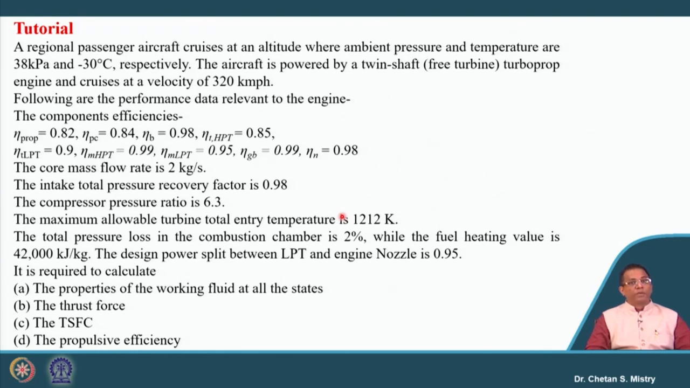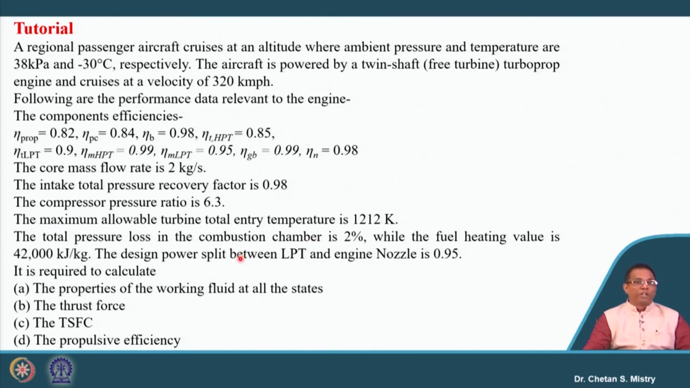The inlet total pressure recovery factor is 0.98. Compressor pressure ratio is 6.3. Maximum allowable turbine entry temperature is 1112 Kelvin. The total pressure loss in the combustion chamber is 2%. Consider the heating value of the fuel as 42,000 kilojoule per kg. The design power split between LP turbine and engine nozzle is 0.95. Just understand the meaning of that. This is what we call our parameter, or factor, the power split factor alpha.